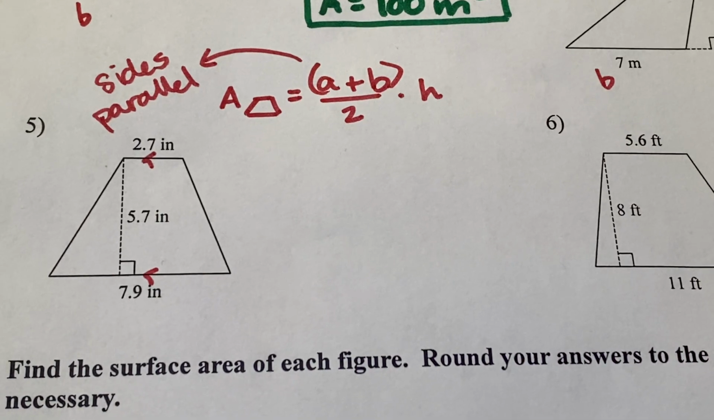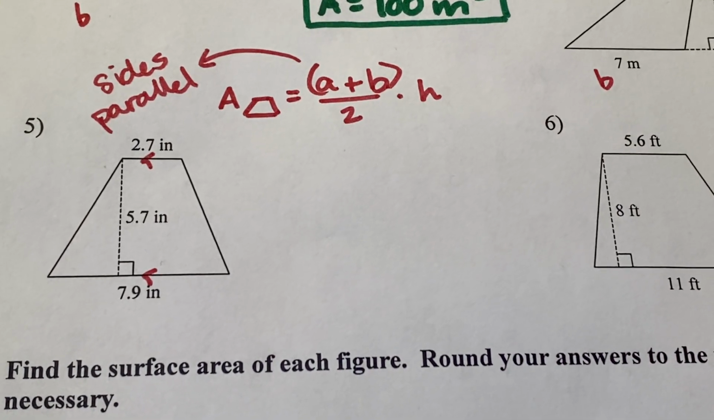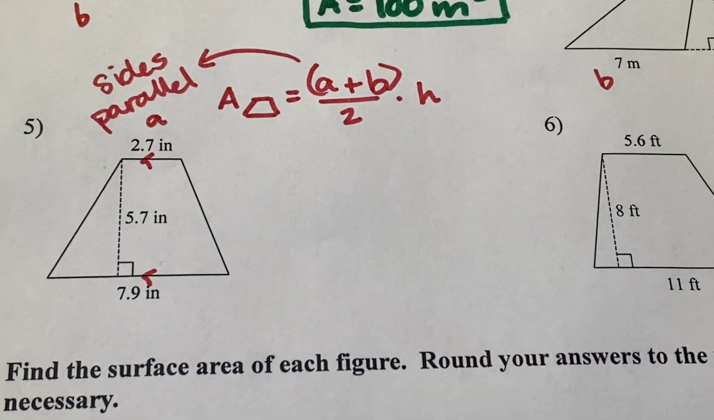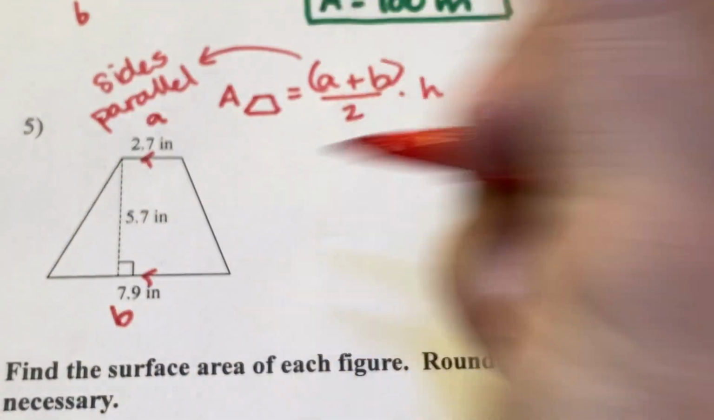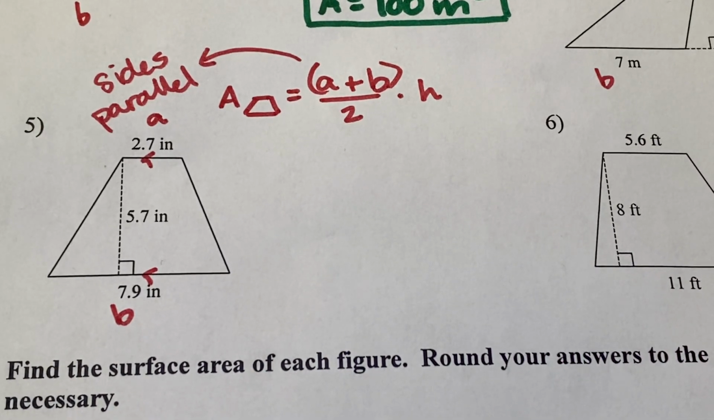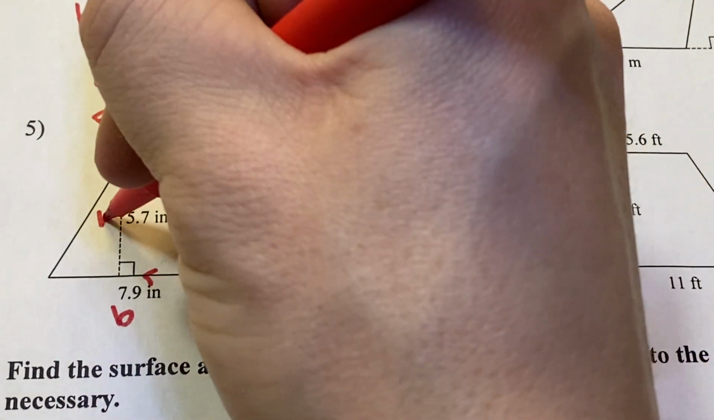Okay, it actually doesn't matter which one is A and B at this point, but I like thinking A is the smaller side, shorter side. B is the bigger side. B, bigger, right? So then where's my height? How tall is this trapezoid, Kaylee? 5.7. Yes.